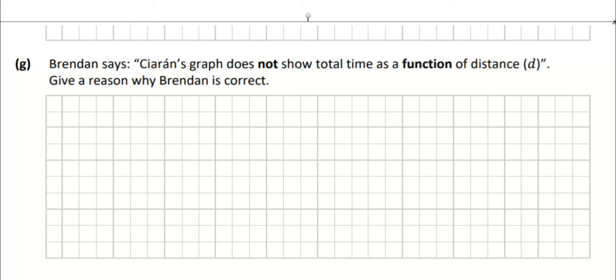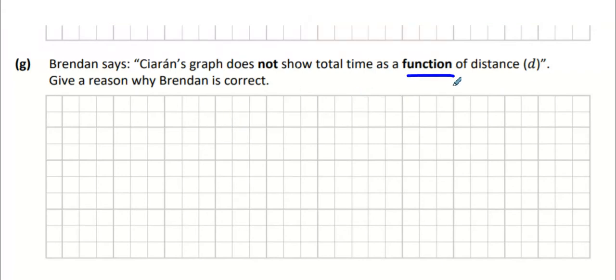Okay, guys, so just finishing off the end of the last question there. It says Kieran's graph does not show the total time as a function of distance. Give a reason why Brendan is correct. So let's go back to what the definition of a function is.